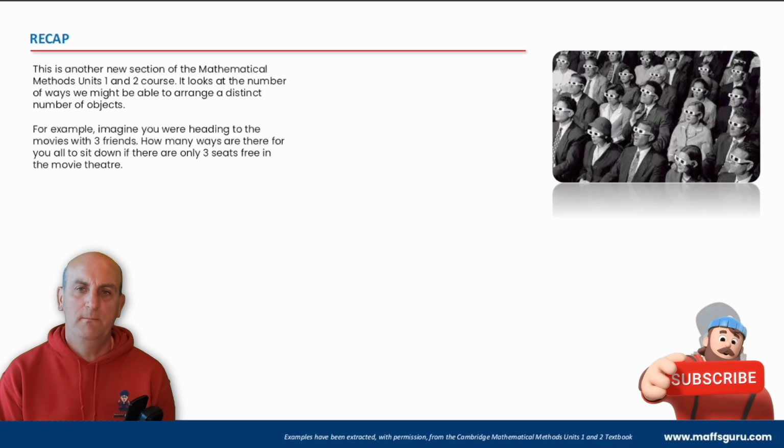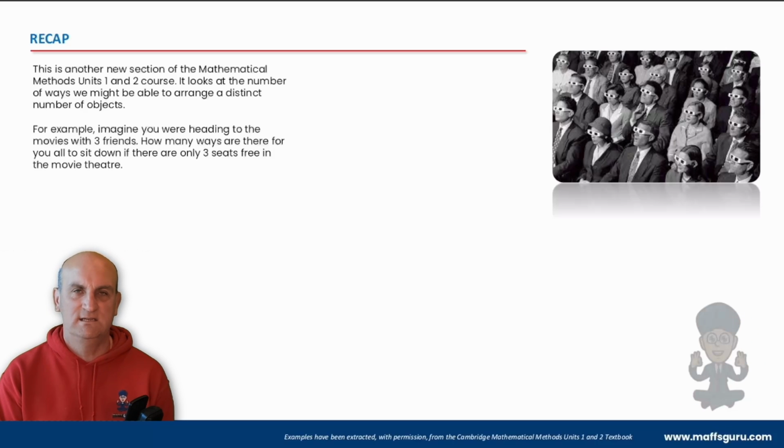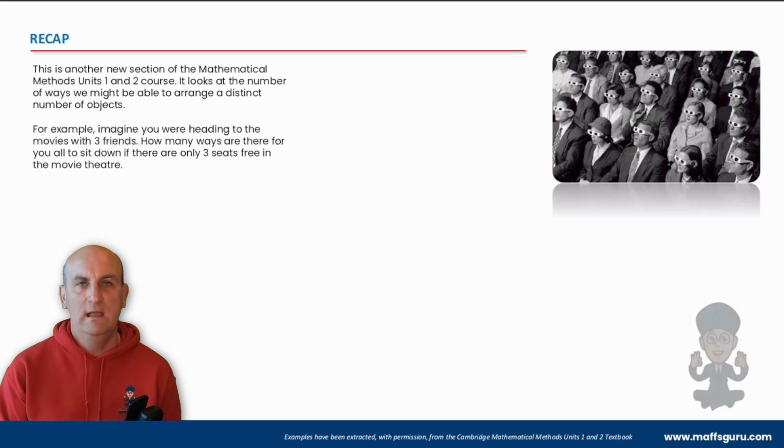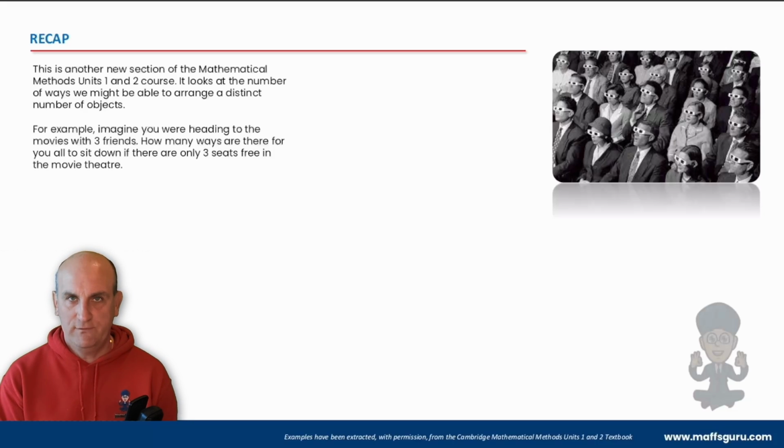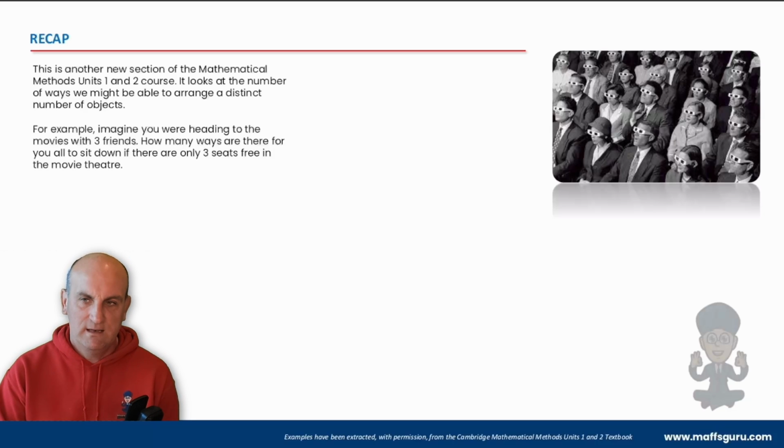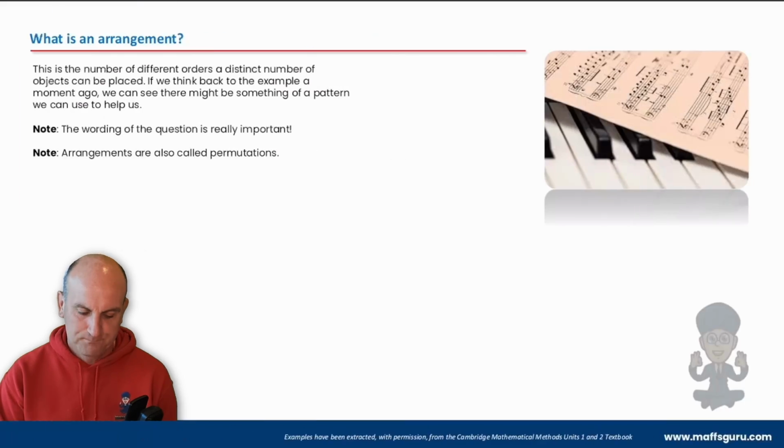We're going to look at the number of ways we might be able to arrange a distinct number of objects. And the example I normally start with is, imagine myself and two friends, i.e. three people, go to the cinema and there are only 3 seats available. How many different ways are there of the three of us sitting in those 3 seats? All right. And again, this is really the premise of what we're going to be dealing with.